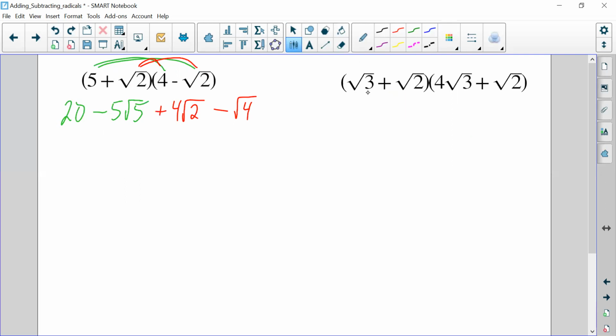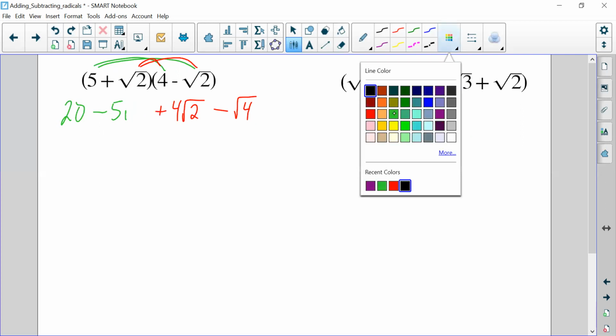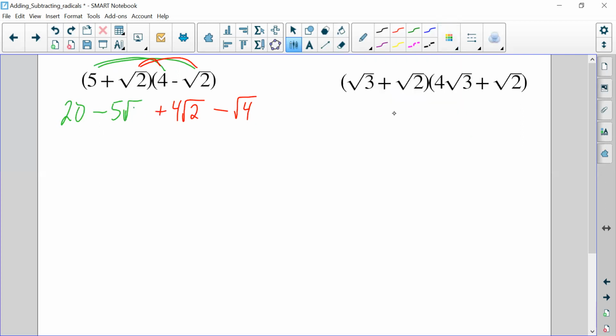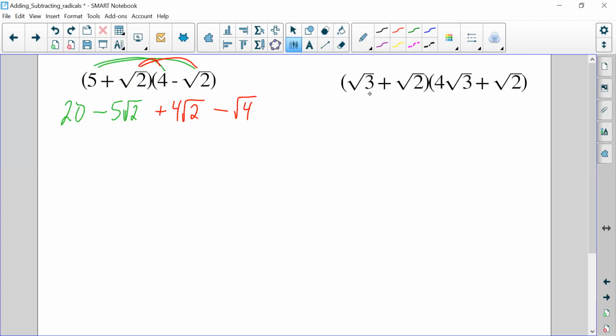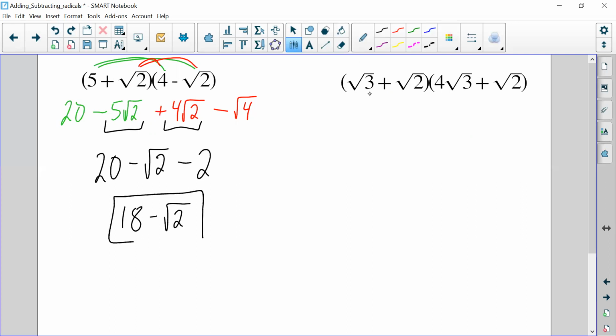Now it's just a matter of, why did I put 5 there, guys? Come on, Scarlett, you're better than that. 5 rad 2. All right, any like terms? You betcha. Negative 5 rad 2, negative 4 rad 2. That ends up being negative 1 rad 2. I got 20 over here. Rad 4 is the same thing as just 2. I've got positive 20, negative 2, so that becomes 18. 18 minus rad 2, done.